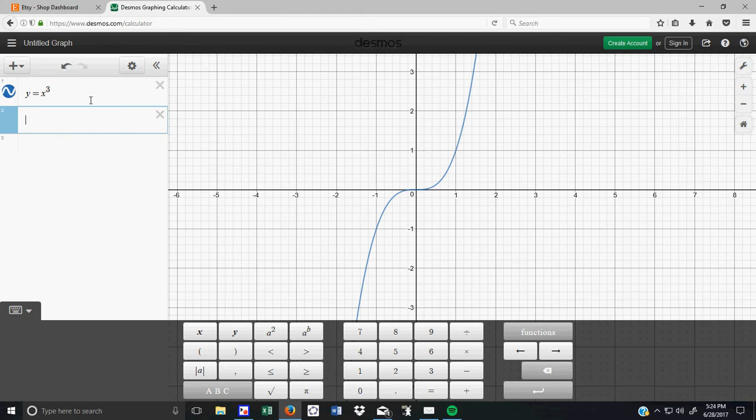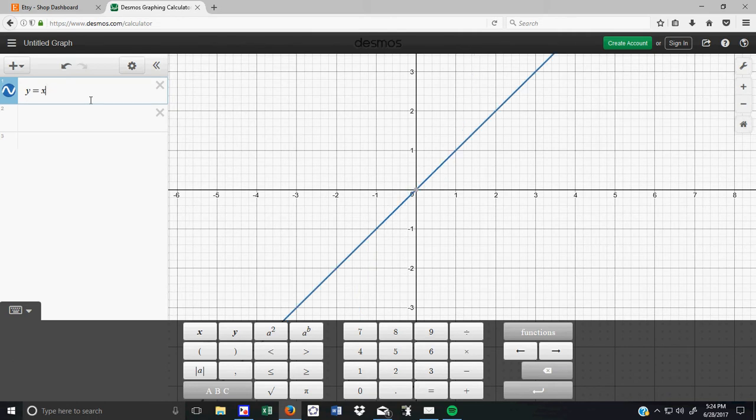If I want to do an absolute value function on Desmos, what you're going to do is go down to here, you just type in the absolute value of x, and that's it. Now, you may or may not know this, but the absolute value of a number is the positive distance away from 0.